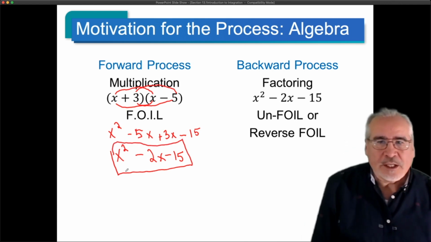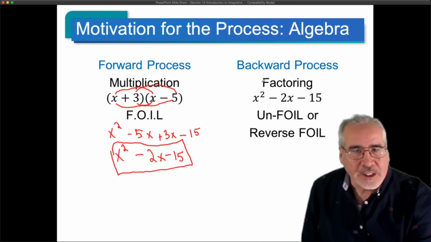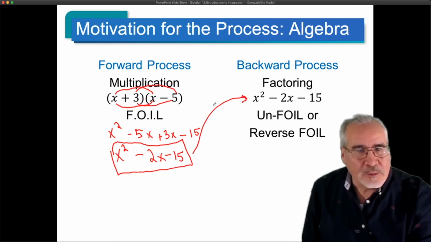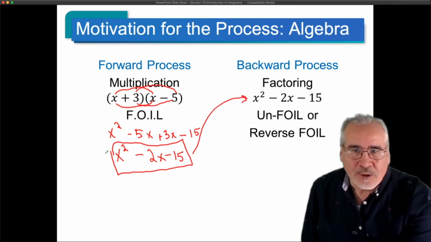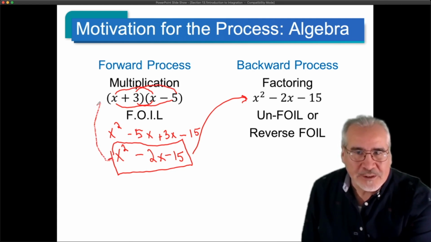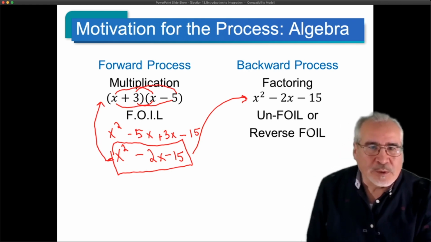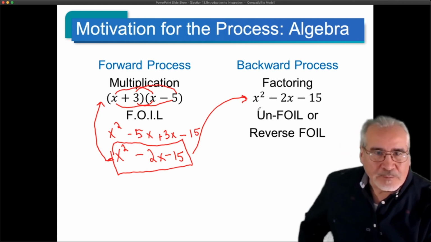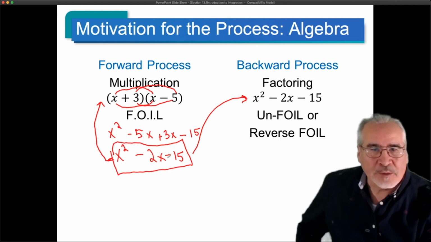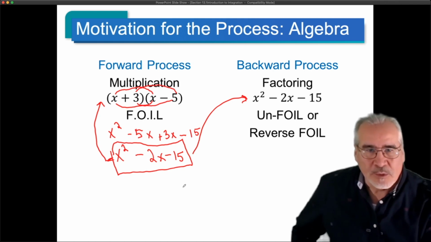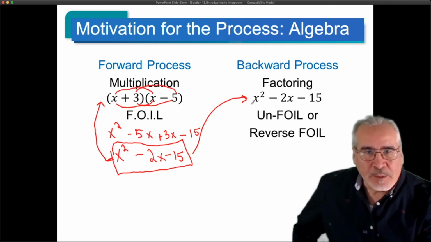A little bit later in the algebra class, we learned about something called factoring, where we started where multiplication ended. And really the goal of factoring is to take the answer and work backwards to the question. So we would unfoil or reverse foil, as I like to think of it. And what we'd have to do is remember the process we went through when we were multiplying out. So we had to remember that this first term was the product of the two first terms.